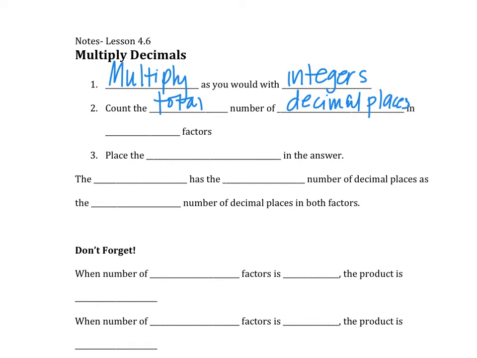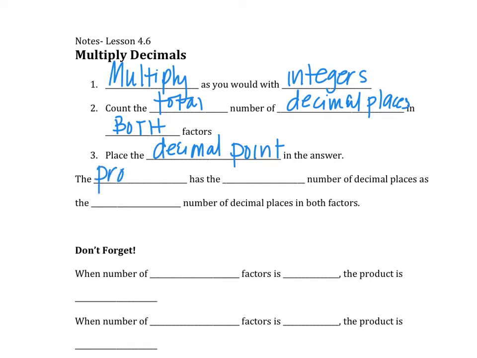in both factors. And if there's more than 2 factors, then count the total number of decimal places in all of the factors. And then place the decimal point in the answer. So once you've added up how many decimal places you have in both of your factors, then that's how many you're going to have in your answer as well.